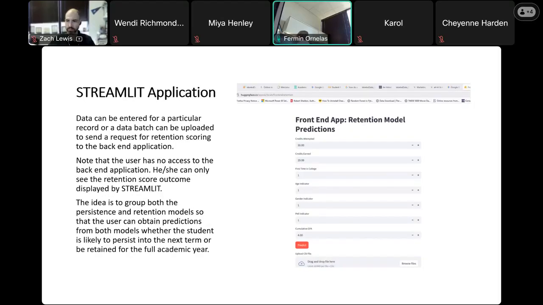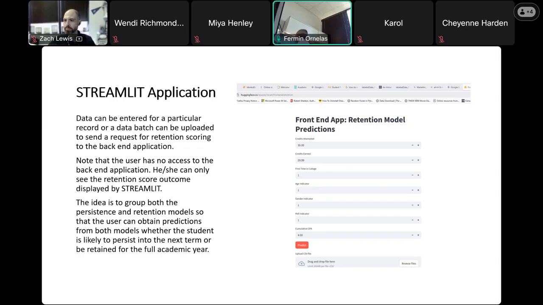Now here, it's a simple one, right? All it does, Streamlit sends the request to the backend. The backend looks at the request and says, okay, I'm going to upload the parameters, I'm going to upload the logic for the model, and I'm just going to send you the score. So the backend sends the score. If the user were to click on predict, he'll get an outcome where it'll say, okay, student is retained or student is not retained, right?